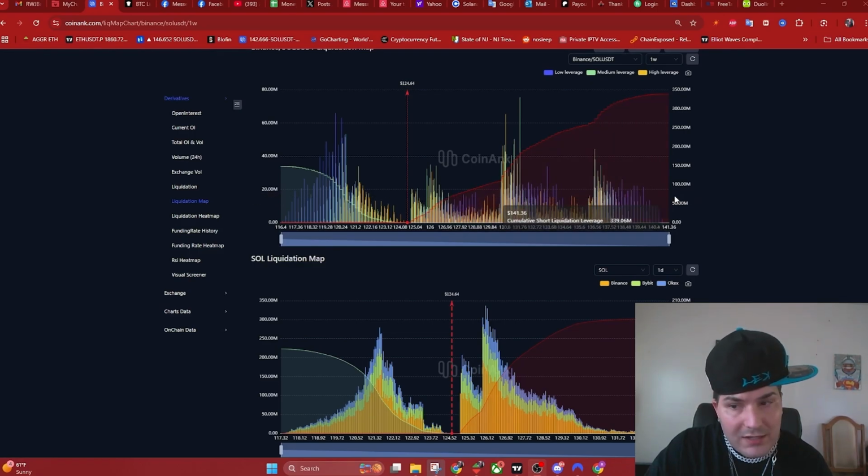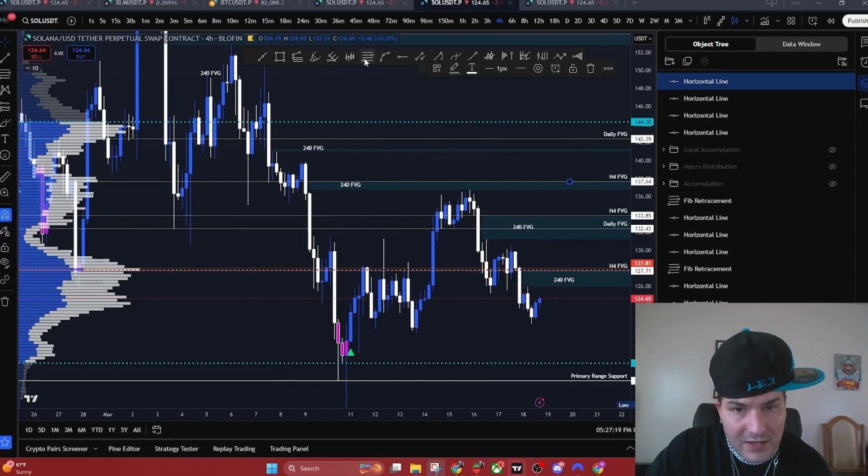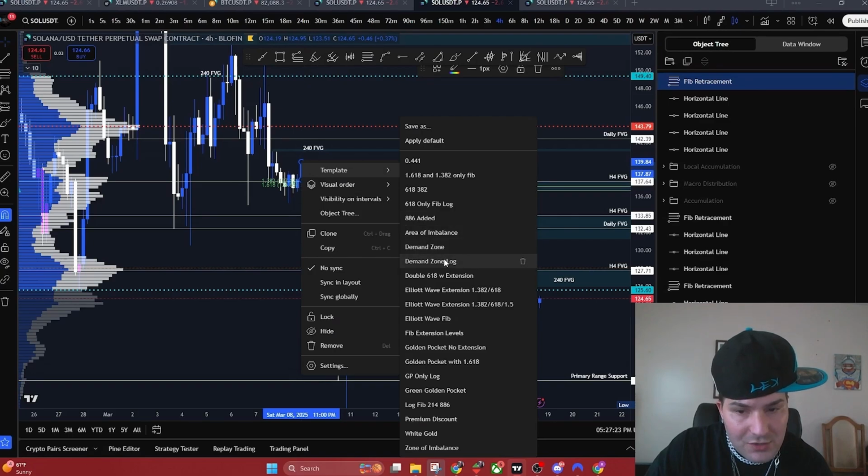Now, the short liquidity goes all the way up to around 140, which is an area that I was already watching for other reasons. But let's see how that lines up with our fair value gaps. So 137, 142, so somewhere right up in this area. And you also have this order block right here, which was responsible for this entire structure break.